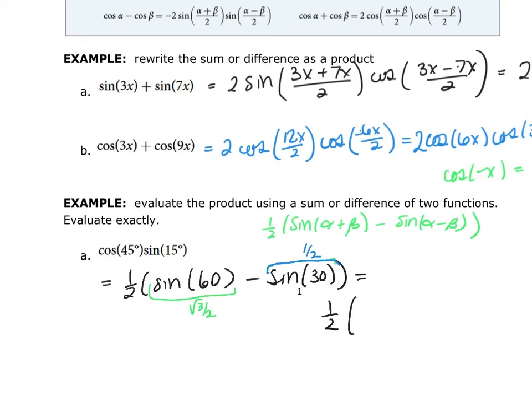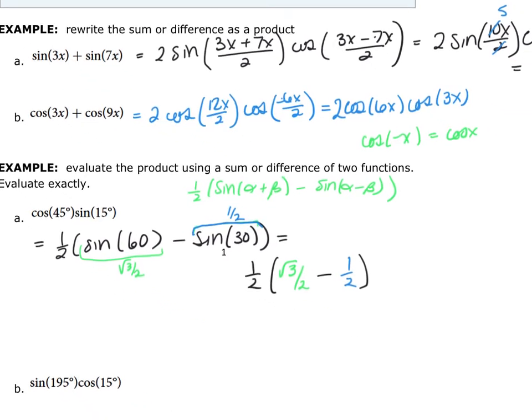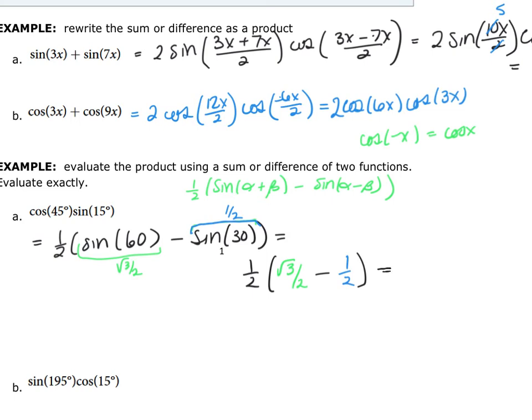So this is going to be equal to the square root of 3 over 2, and then minus 1/2, all multiplied by 2, and multiplied by 1/2. So this is going to be equal to the square root of 3 minus 1 over 4, and that is my final answer.